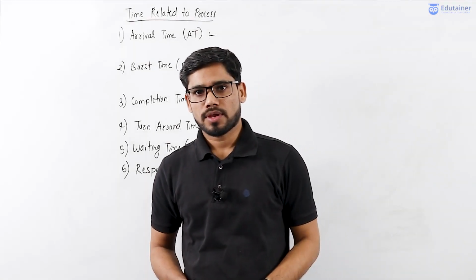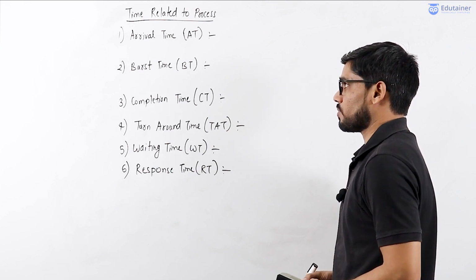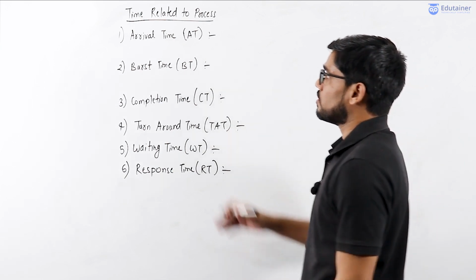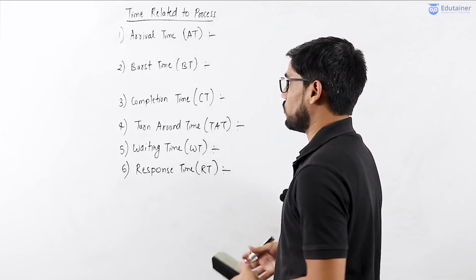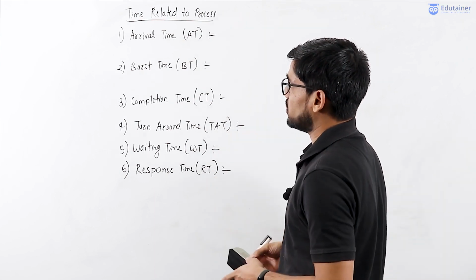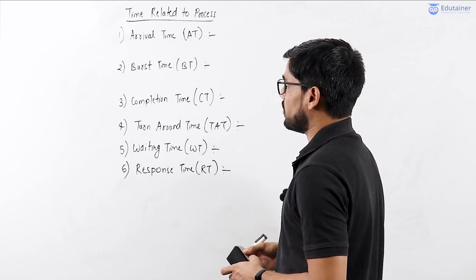Hi everyone. Let's see the various times related to a process. These different times will be needed in the CPU scheduling algorithm. That's why we study these various times related to a process. So the first one is arrival time.